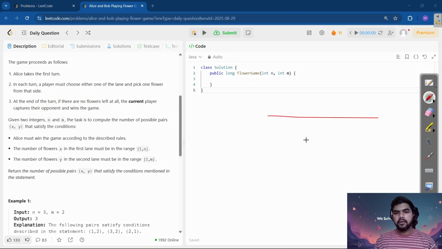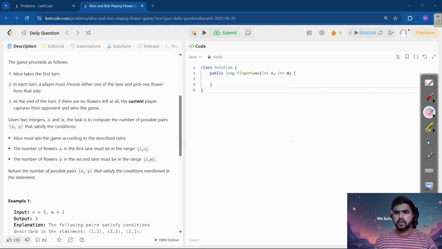So suppose there is one flower here, two flowers in the other lane. Alice takes the first one, so Alice takes this. Then Bob comes, Bob takes this. Then again Alice takes. So after this, Bob has no flowers to take, and between the two lanes there are no flowers left. So Alice wins. If in both lanes there are no flowers left after the last turn, and the last turn was Alice's turn and she took the last flower, then she wins. Like that they are telling.